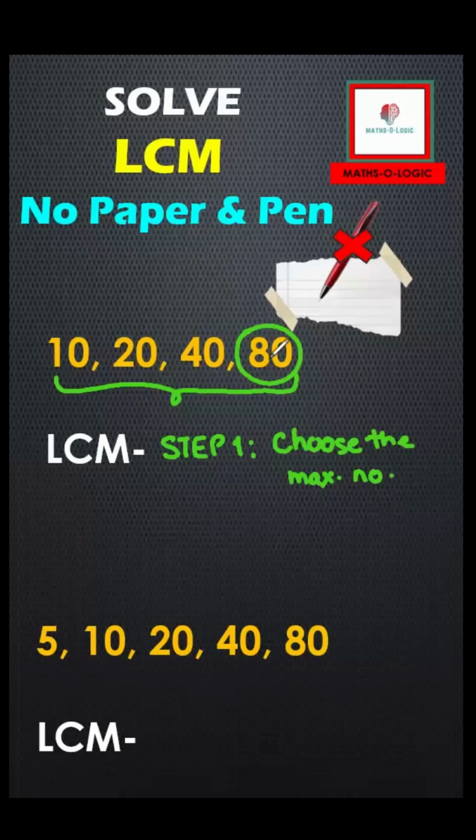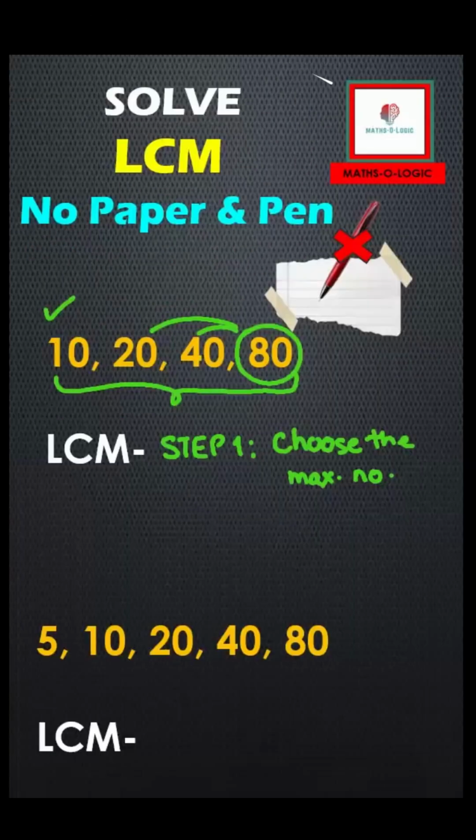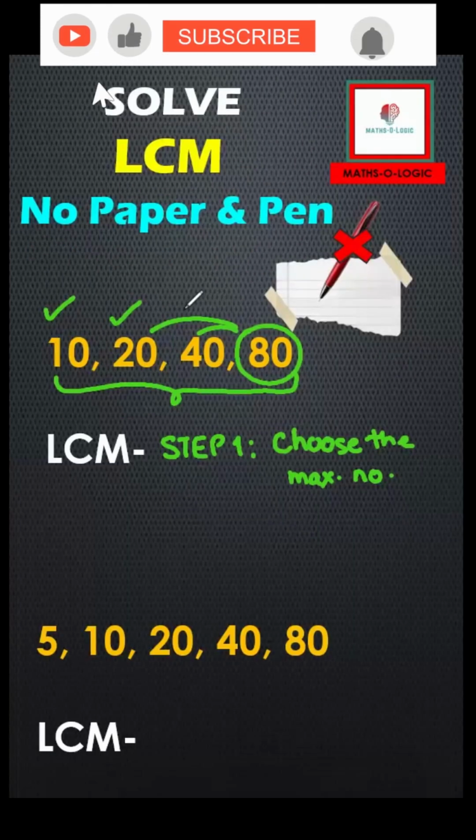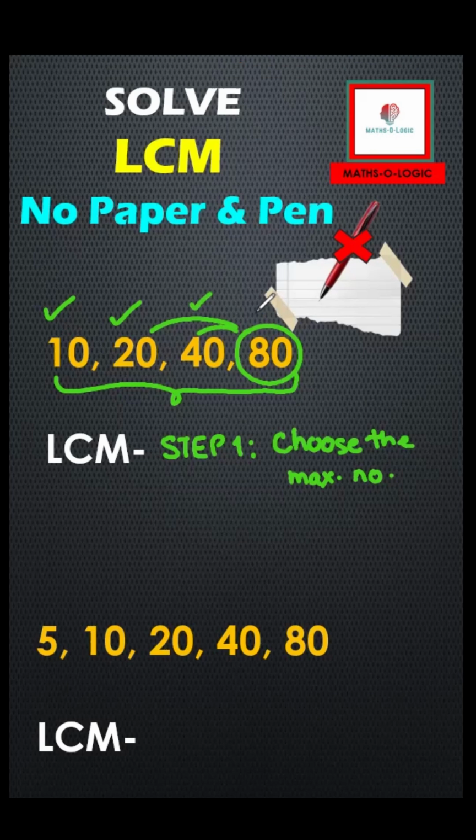So I'm going to pick the maximum number of these given numbers, that is 80, and check whether 80 is exactly divisible by all these given numbers or not. So 80 is divisible by 10, yes. It is divisible by 20 also, and 40 times 2 is also 80. 80 comes in the table of 80 itself, which means that 80 is the LCM.